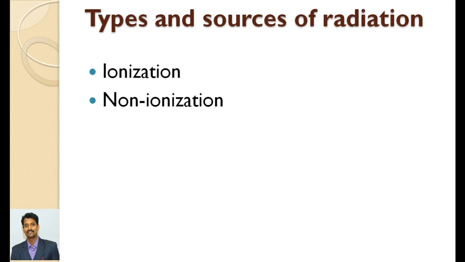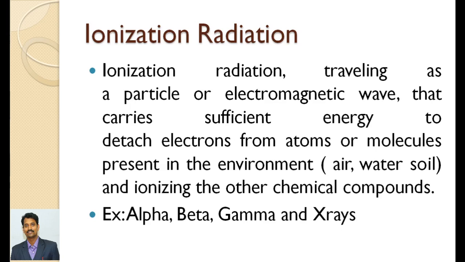What are the different types of radiation? Radiation is of two types: ionizing radiation and non-ionizing radiation. Ionizing radiations are particles that carry an excess amount of energy in the form of electromagnetic waves. These electromagnetic waves can pass through air, water, and even soil.